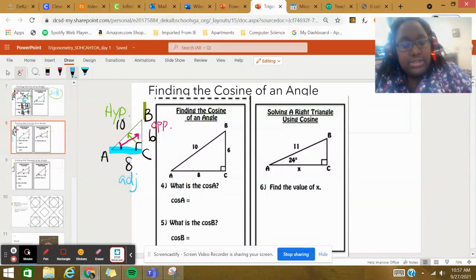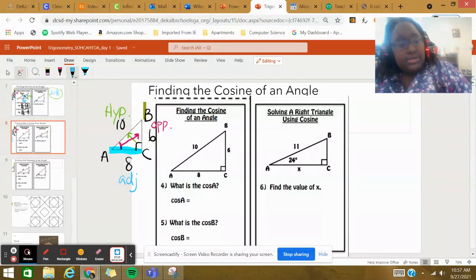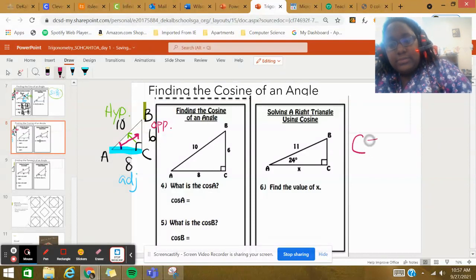Okay, so cosine of A. And then remember that cosine is adjacent over the hypotenuse.